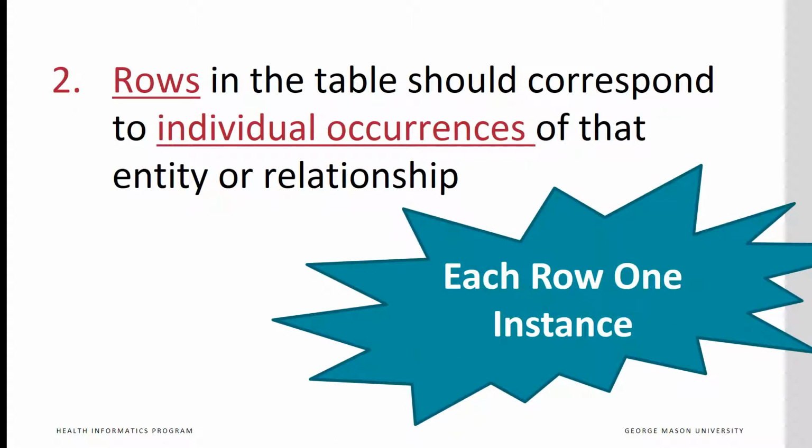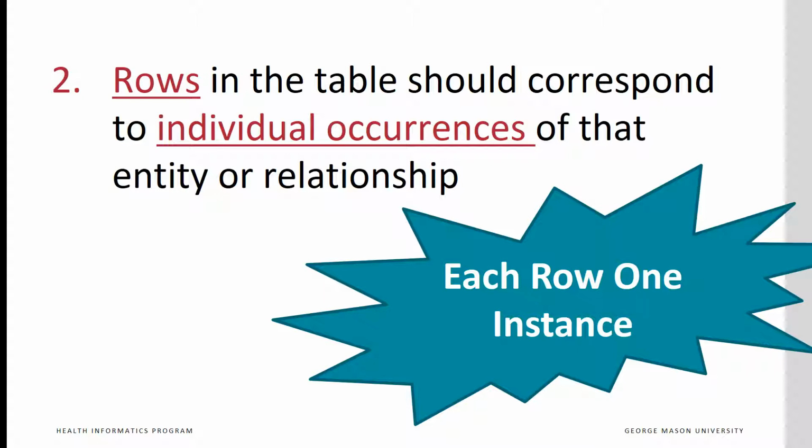The second rule makes sure that each row in the table is an occurrence of the entity and nothing else. A row in a table often is referred to as a record. Every record should be an occurrence of the entity. So, for example, in the patient table, each record should be one patient. In the provider table, each record should be one provider and only one provider.